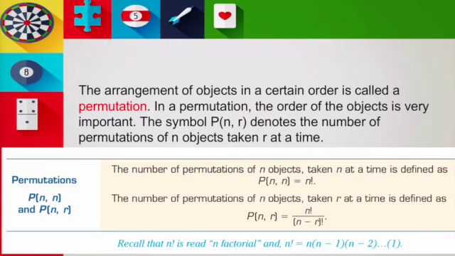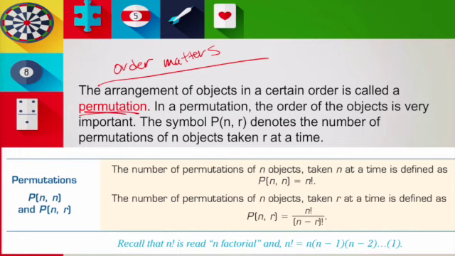The arrangement of objects in a certain order is called a permutation. In a permutation, the order of the objects is very important. So, permutation, order matters. That's the most important thing about a permutation, is that in a permutation, the order matters.